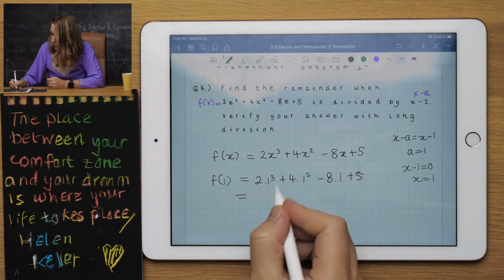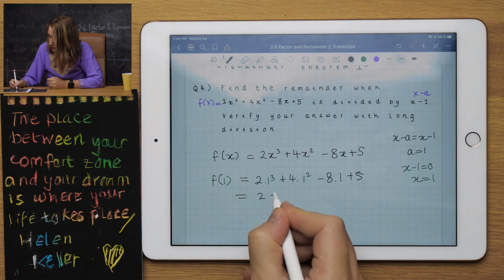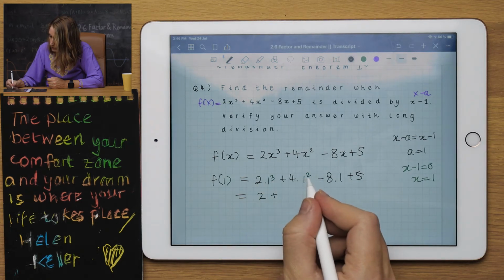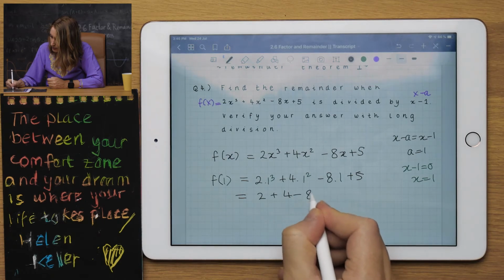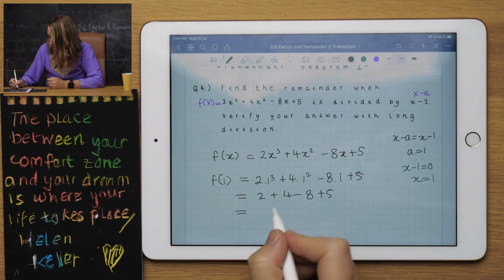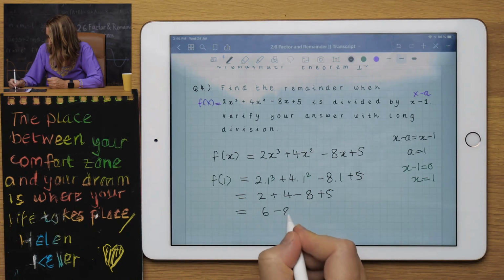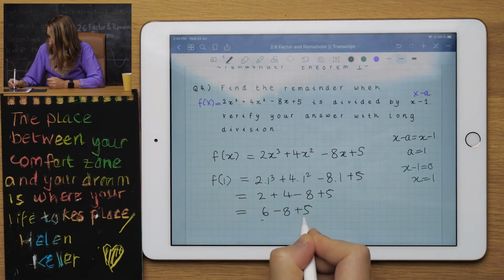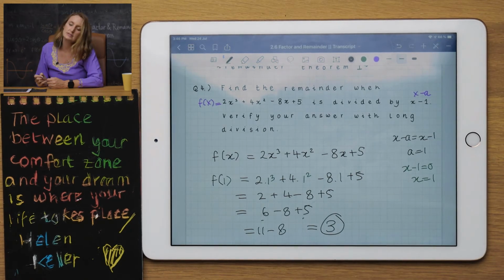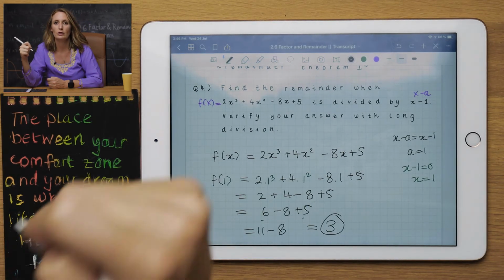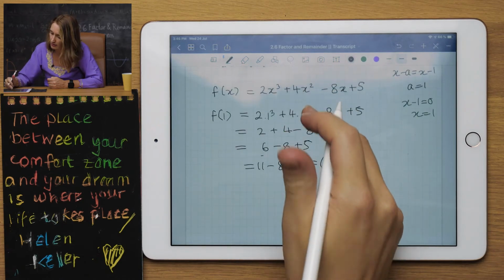So 1 cubed is 1, that would be 2, 2 times 1. 1 squared is 1 times 4, 8 times 1 plus 5. So 2 plus 4 is 6, minus 8 plus 5. 6 and 5 is 11, 11 minus 8 is 3. So let's see if we get exactly the same answer when we use the long division method.